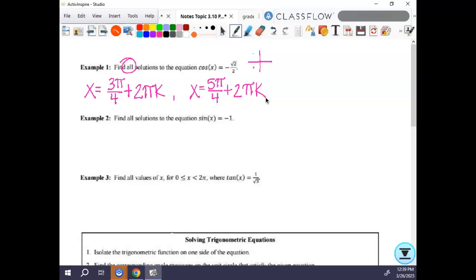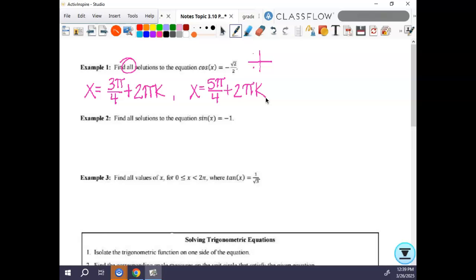Yes, ma'am. Yes, I put on here for myself, where is cosine negative? That way, once I figured out my pi fourths, I'd know what quadrants to get it from. Yeah. But you can do whatever you want. That's just what works for me, so I remember what to go back to. Anything else? Those are good questions.